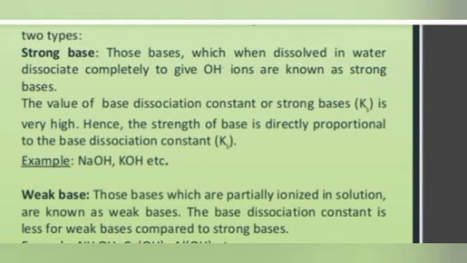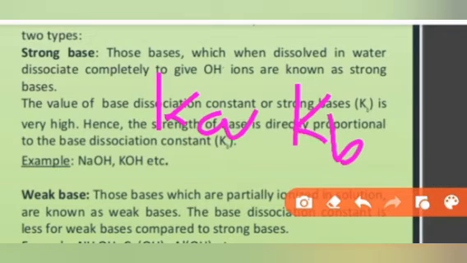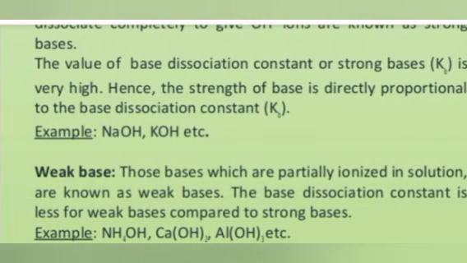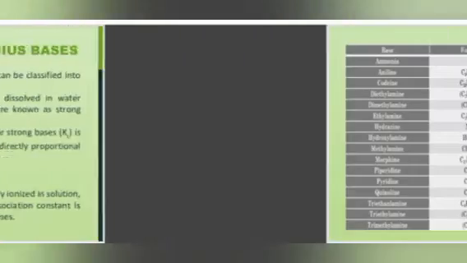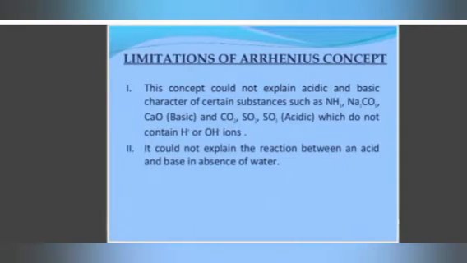Just as Ka is the dissociation constant of acid, similarly Kb is the dissociation constant of base. So NaOH and KOH are examples. Weak bases are those which are partially ionized in solution, giving very few OH negative ions. So NH4OH and Ca(OH)2 are examples of weak bases. Some weak bases are ammonia, aniline, codeine. So take a screenshot and make a note.